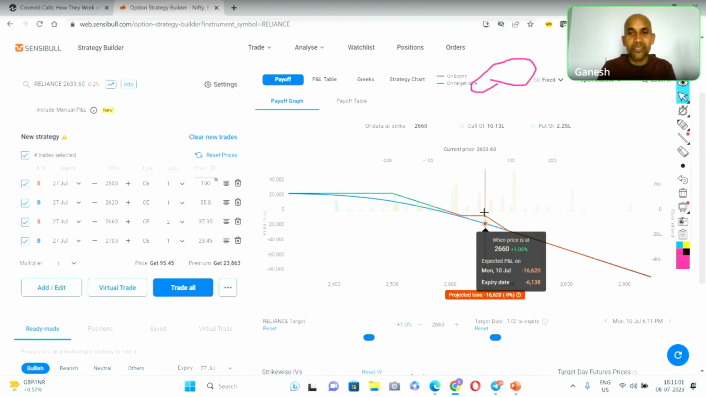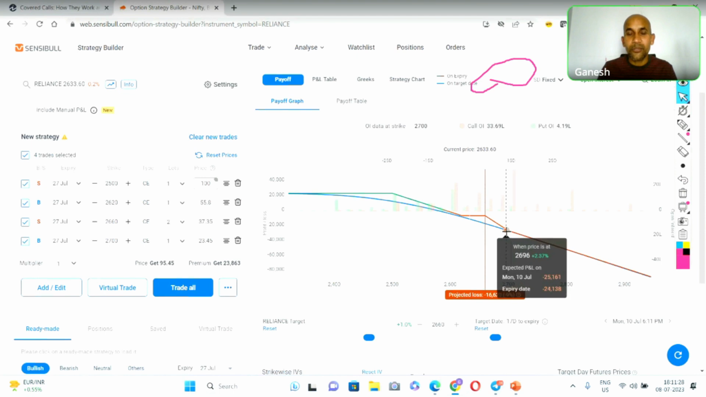Guys, understand this one, or I'm going to repeat. If you don't add call butterfly adjustment, loss is 15,000. If we add call butterfly, Reliance expired at 2,660, max loss we are getting is 6,000. So 11,000 loss, 9,000 loss you recovered. Do you understand this one?